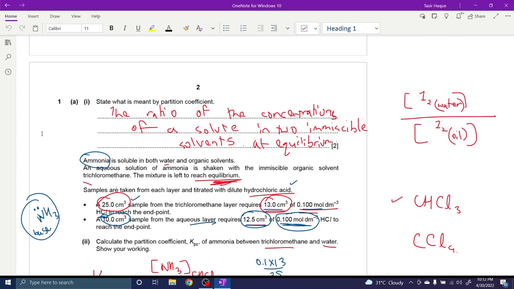The second mark is for saying that they are at equilibrium. So it's the ratio of the concentrations of a solute in two immiscible solvents. You get 1 mark at equilibrium because the extraction has already taken place, right? The ratio after extraction, this is the ratio of the concentrations of a solute in two immiscible solvents. All right, that's it.